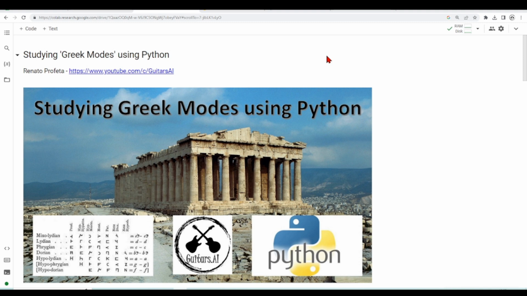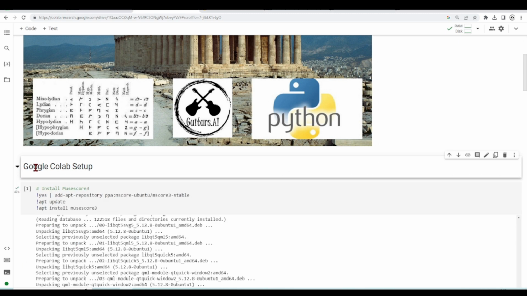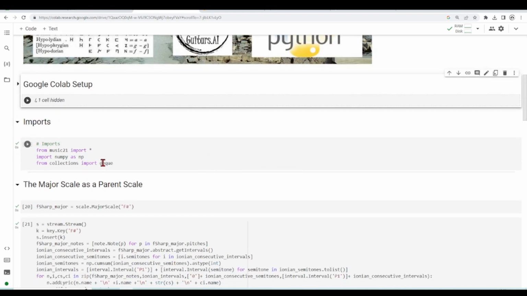So we are going to use Python to help us study the Greek modes. During the next episodes, we are going to learn how to configure Google Colab, so we install all the necessary packages and libraries that we're going to use, and we're going to import some packages. Then we start using the major scale as a parent scale, and we will derive all modes based on this parent scale.